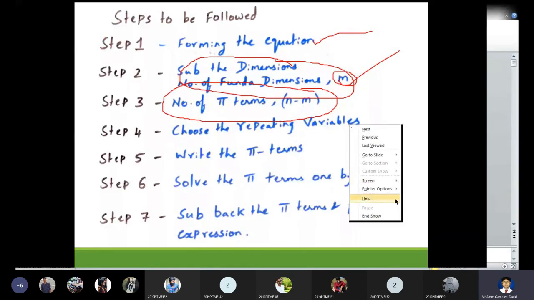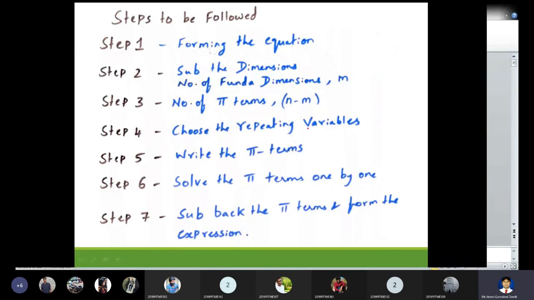Then comes choosing the repeating variables. That is the important part in Buckingham's pi theorem method. If you choose the repeating variables wrongly, what will happen? Your whole sum will collapse, or the equations will become messy.